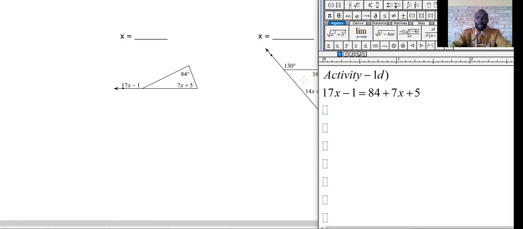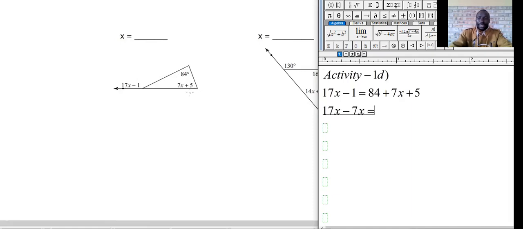So from here we can find the value of x. What we get at the end of the day is that if this exterior angle has a definite value, then the sum of these two interior angles must be equal to that. And so we need to find the value of x. Well, we will collect like terms by transferring 7x from the right-hand side to the left-hand side.